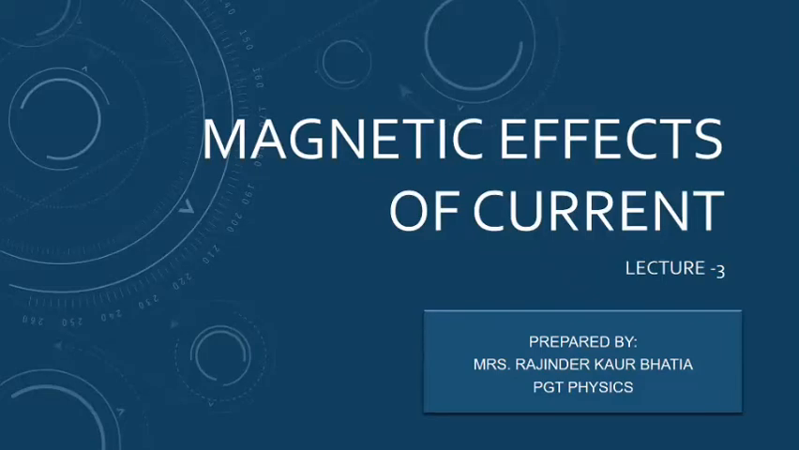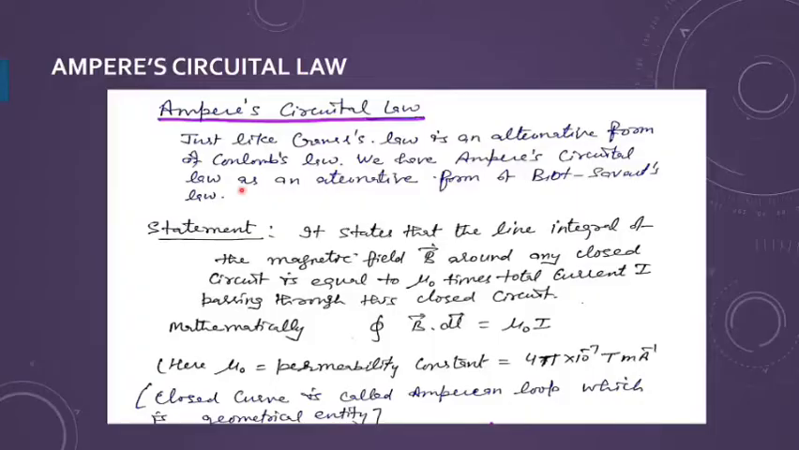Yes, students, we are continuing with the magnetic effects of current. Last time we discussed Biot-Savart's law and its applications. Now, Ampere's circuital law: as we discussed Gauss's theorem in the electric field, in the same way we have Ampere's circuital law in the magnetic field. To find the magnetic field, we will be using Ampere's circuital law, similar to the Gauss theorem we used in the electric field.